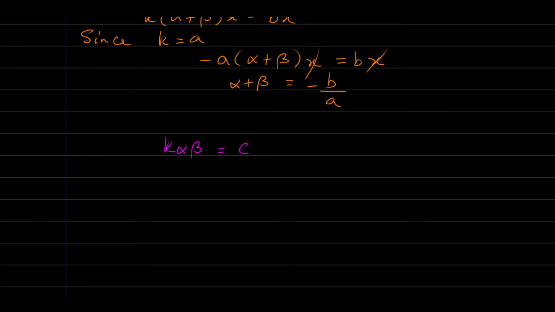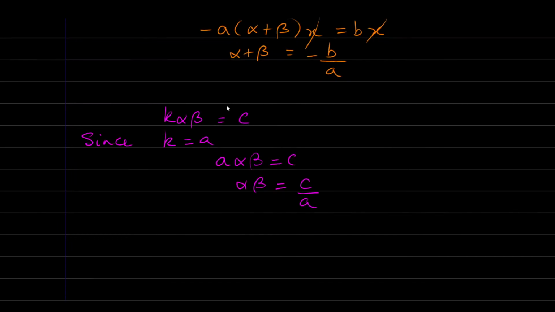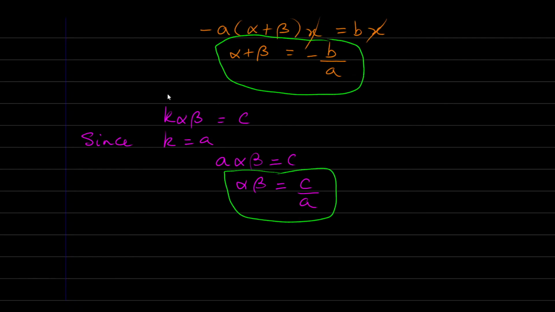And we know right away that k is equal to a. Since k is equal to a, then we have a alpha beta is equal to c. So that means alpha beta is equal to c over a. And that there is the final result that we're looking for. And I'm going to circle these here, this one here, and this one here, right? Those are the two that we're looking for, okay?